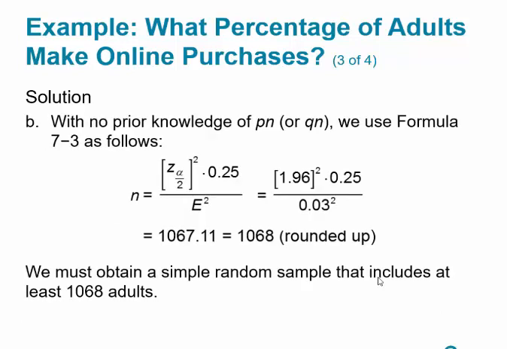For Part B, we have no prior knowledge of what the population proportion is. So we use the formula, which is the critical value squared times 0.25, divided by the margin of error squared. We use that formula, we get 1068. So we must obtain a simple random sample that includes at least 1068 adults.